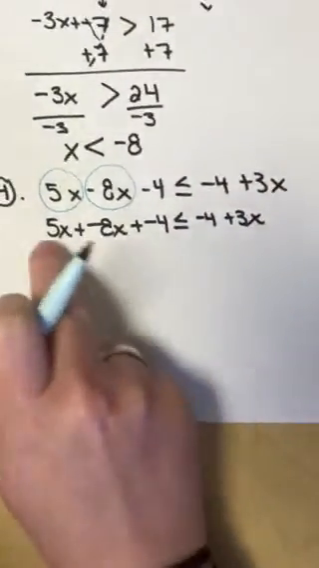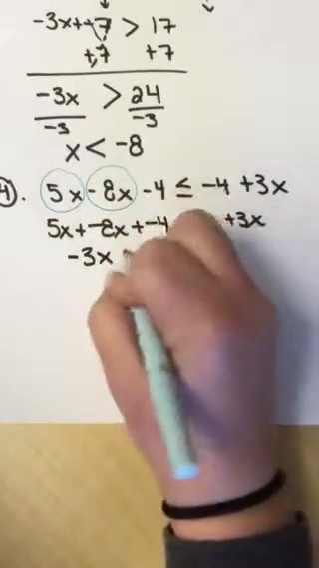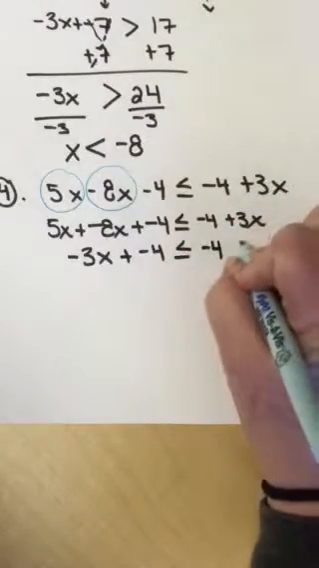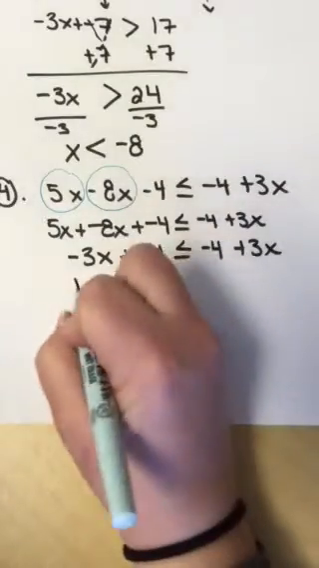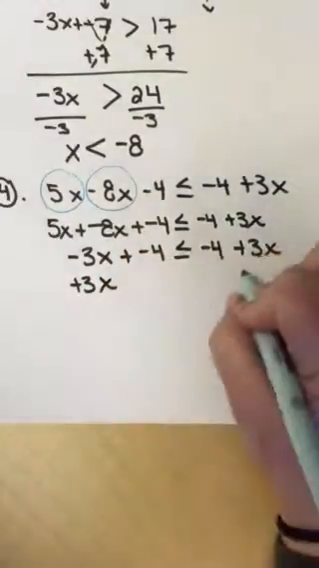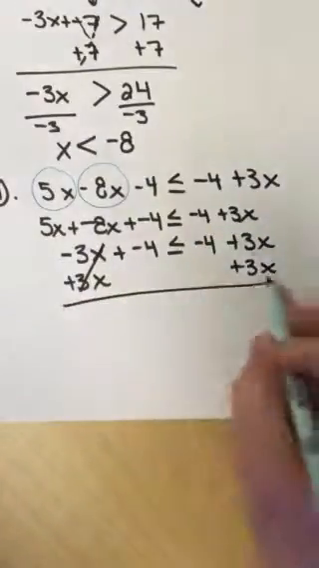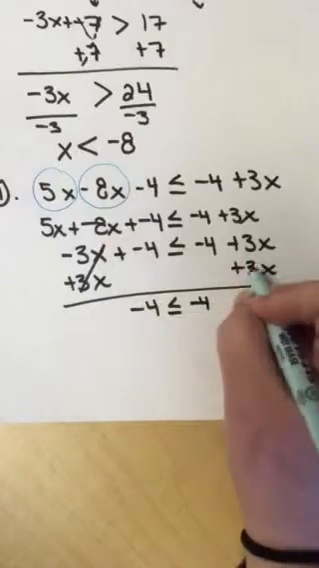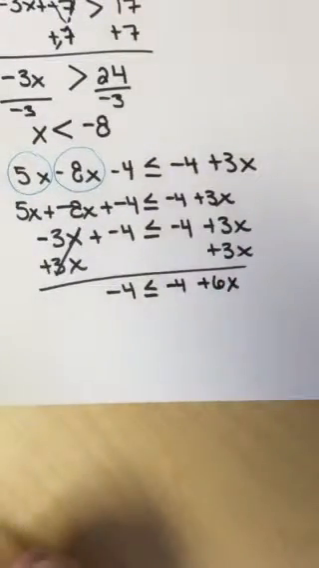So again, I'm going to put these together. 5 plus a negative 8 is negative 3x, plus negative 4, is less than or equal to negative 4 plus 3x. I'm going to add my 3x, and if you add it to one side, I'm going to add it to the other side. These undo each other. You're left with negative 4 is less than or equal to negative 4 plus 3x plus 3x, which makes a 6x.